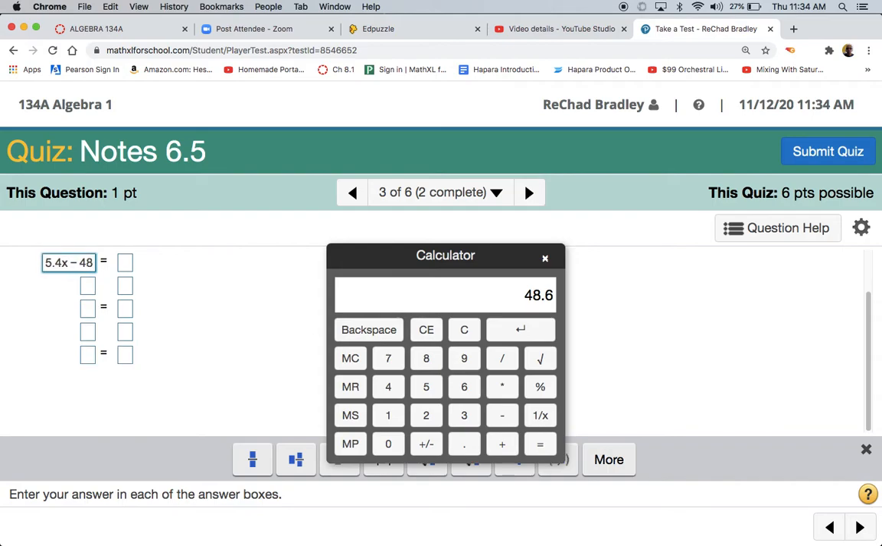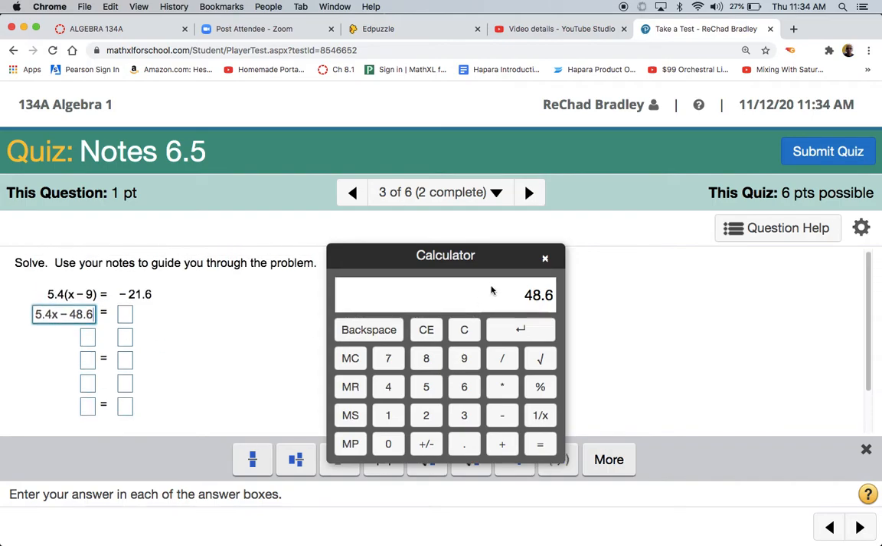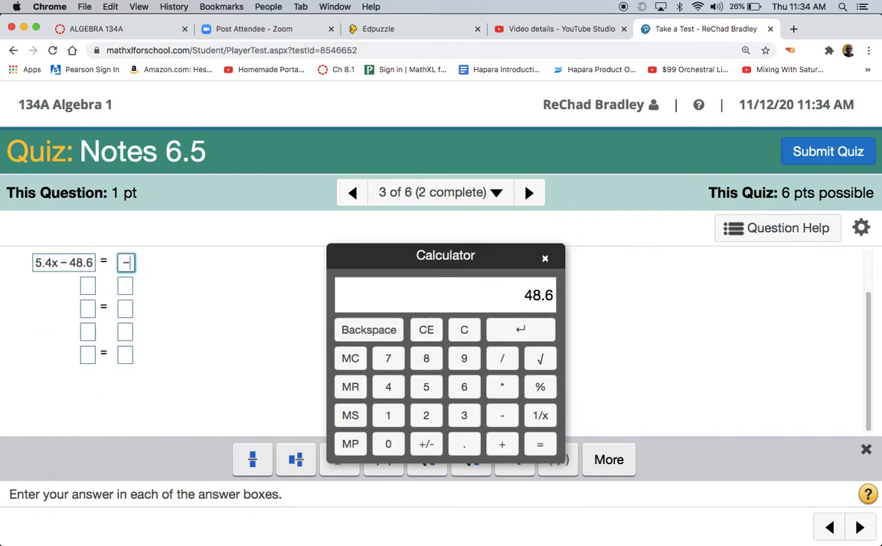Notice that I did not need to type the negative because I understand the algebra rules. Because some people say, well, why'd you type 5.4 times 9? It's negative 9 because the number stays the same, and I knew it was going to be negative. That makes a negative 21.6.